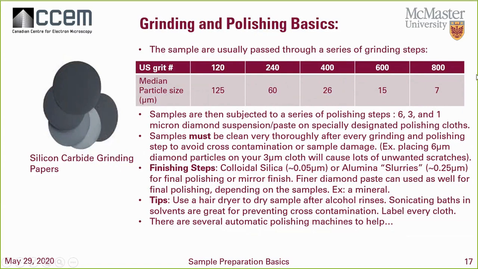Now there are finer grades for the papers, but I didn't include them here because I see an overlap in grain size with some of the polishing steps. So we go 400, 600 and 800 grit. You can go to 1200 SiC grit, but you can also just continue with a 6 micron diamond suspension or paste, and you will probably get the same particle size of polishing and grinding. So keep in mind that after 800 grit, you can just move on to your polishing cloths.